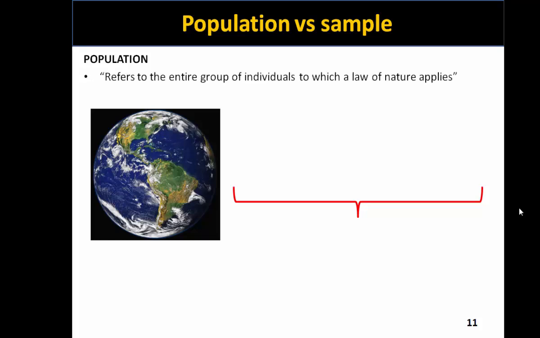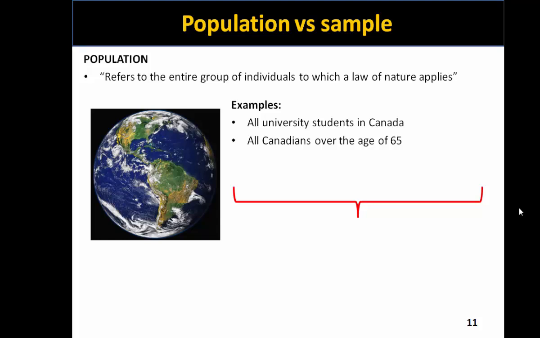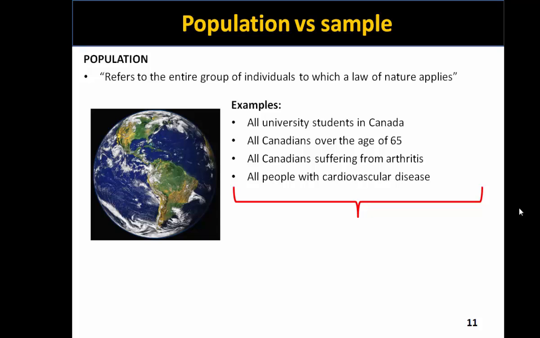And so when we talk about a population, we typically refer to an entire group of individuals to whom some law of nature applies. Some examples here might be all university students in Canada, all Canadians over the age of 65, all Canadians suffering from arthritis, or all people with cardiovascular disease. And if this is something we're interested in understanding, then we take approaches and develop what are called parameters.